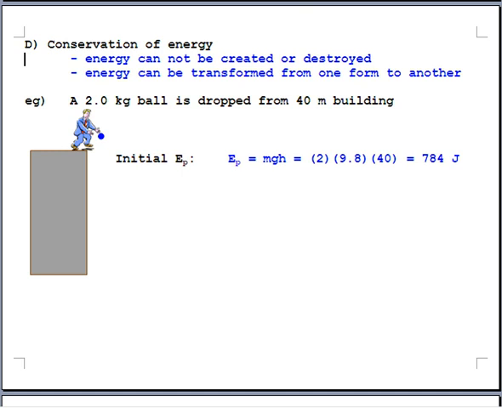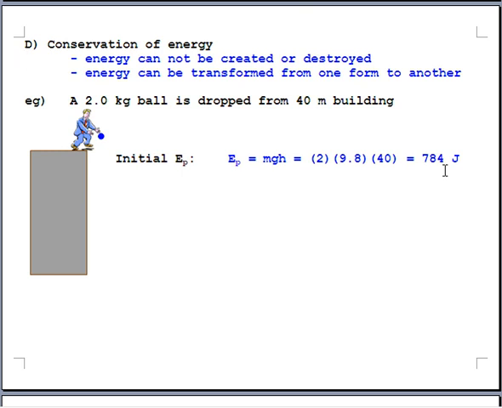And then let's say Joe drops the ball. Now, as it's falling down towards the ground, the mass and gravity aren't changing, but that height's getting smaller and smaller. So as it gets closer and closer to the ground, it's losing potential energy. In fact, by the time it reaches the ground, it's lost all of that 784 joules. That potential energy is going to go all the way down to zero. But it doesn't just disappear. Those 784 joules had to go somewhere.